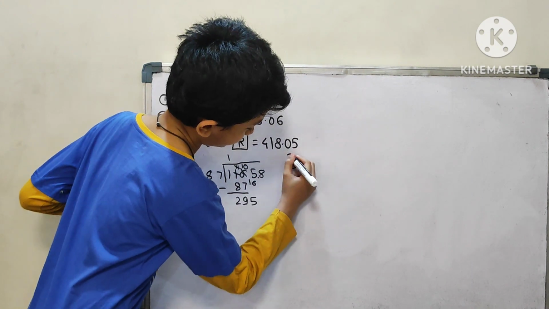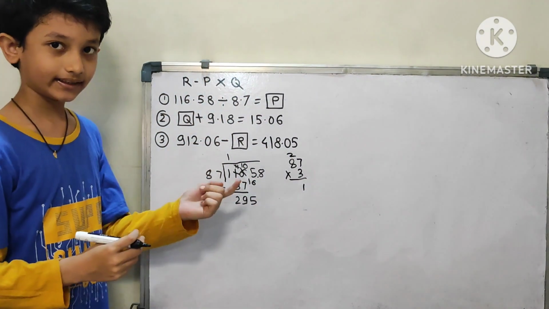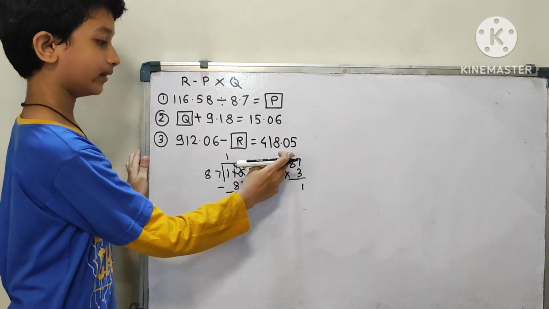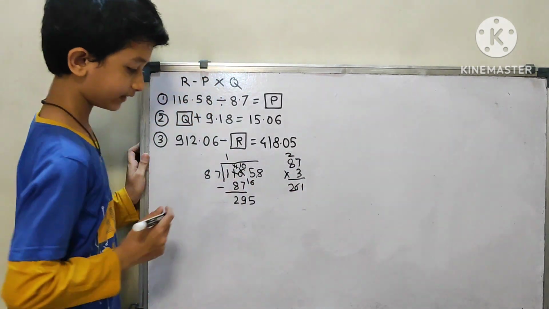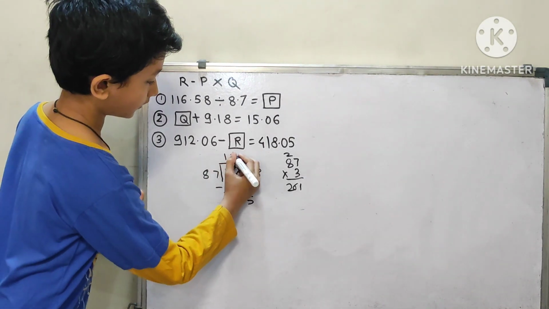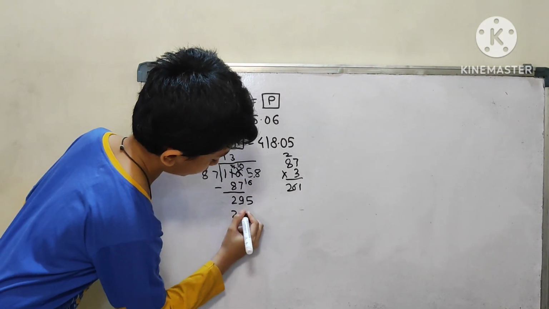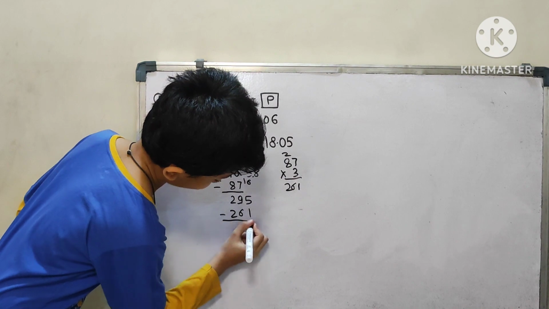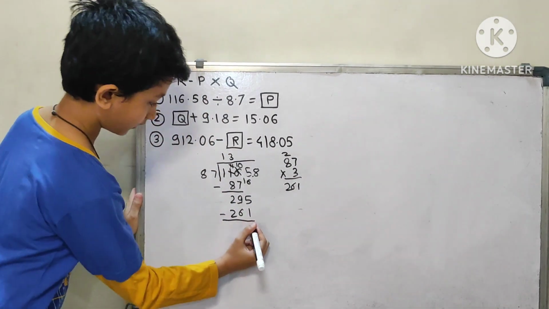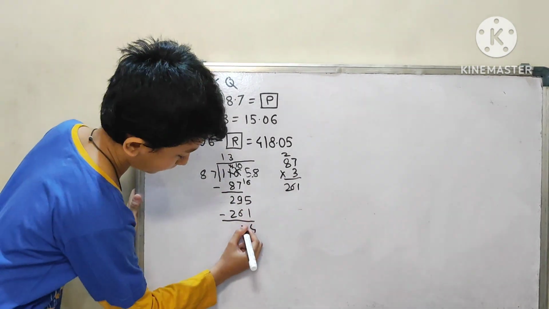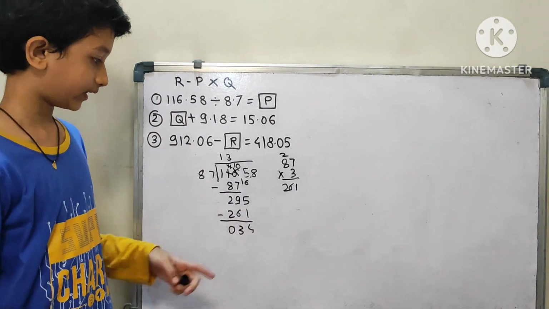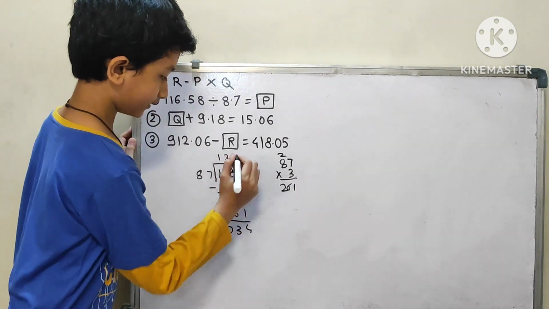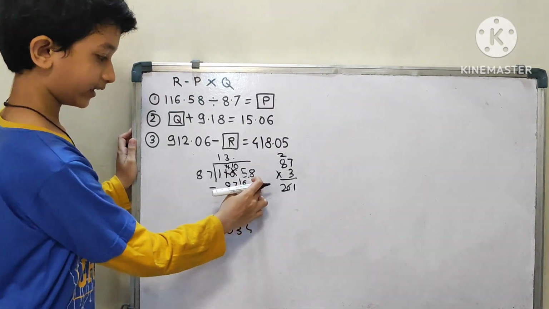So 7 3 is 21 and 8 3 is 24 and then plus 2 which is 26. So 261. So now here we will write 3 and 261. So 5 minus 1 will be 4. 9 minus 6 will be 3 and 2 minus 2 will be 0. So now 34. So we will put here a decimal and after decimal here is 8.